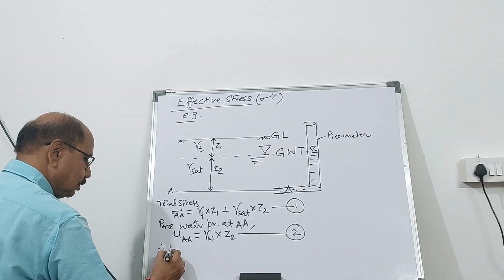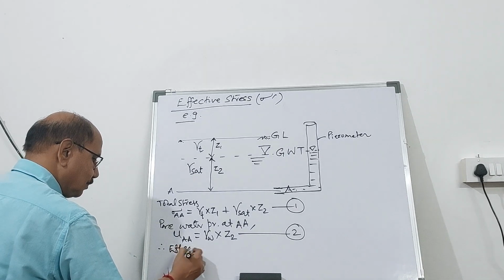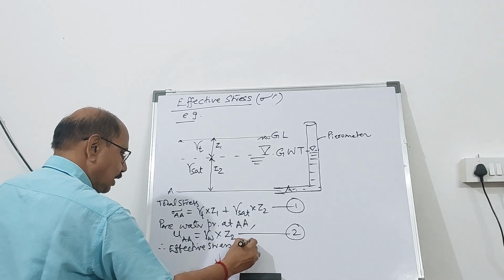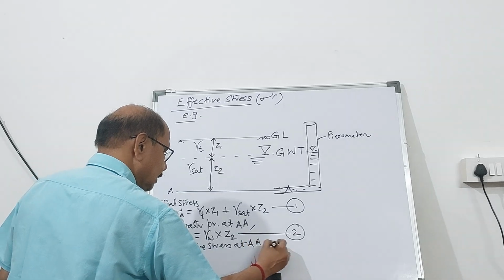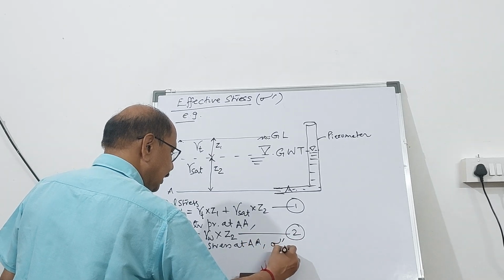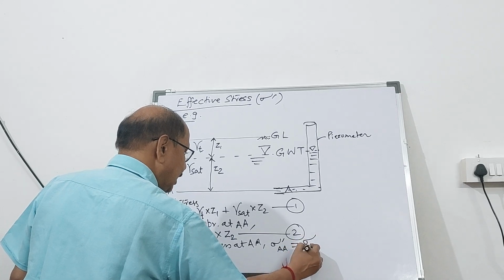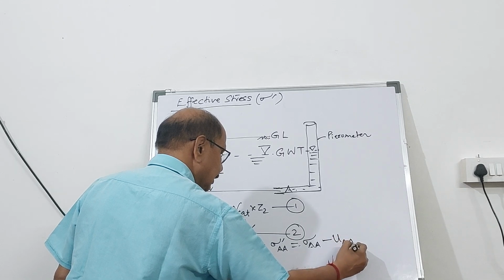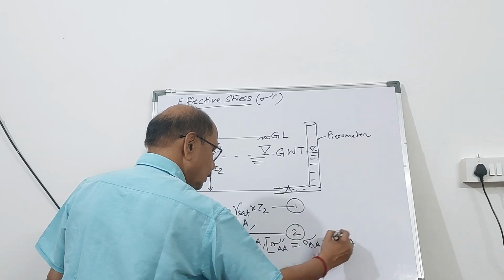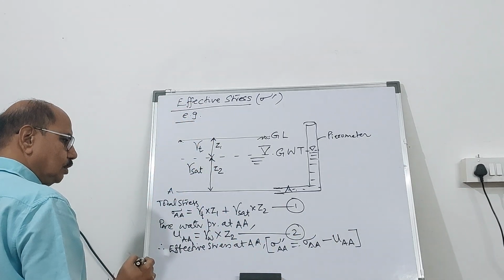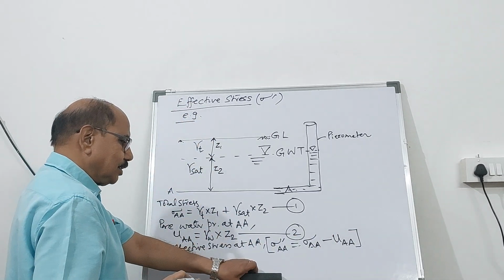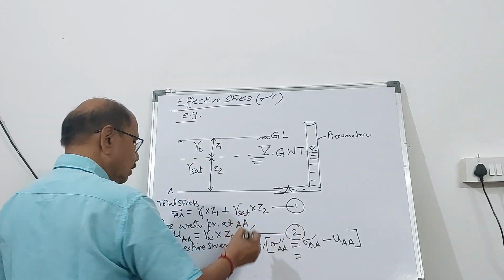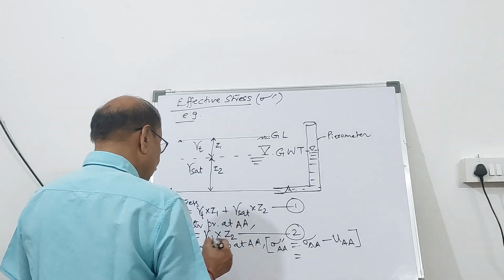Therefore, the effective stress at A, sigma prime at A will be sigma total pressure at A minus pore water pressure at A. That is the relationship. So this is the relationship for effective pressure at any level. So this we have already found out. That means it is going to be 1 minus 2.